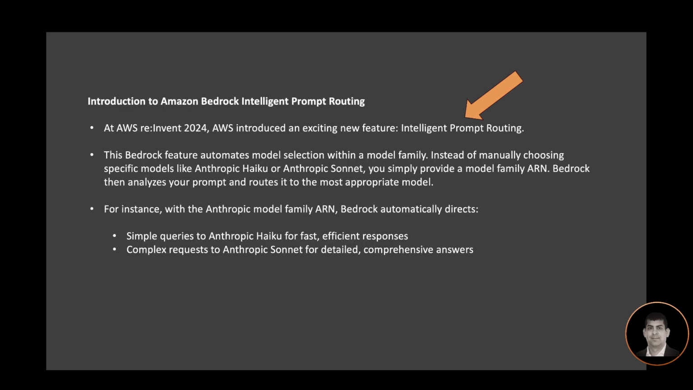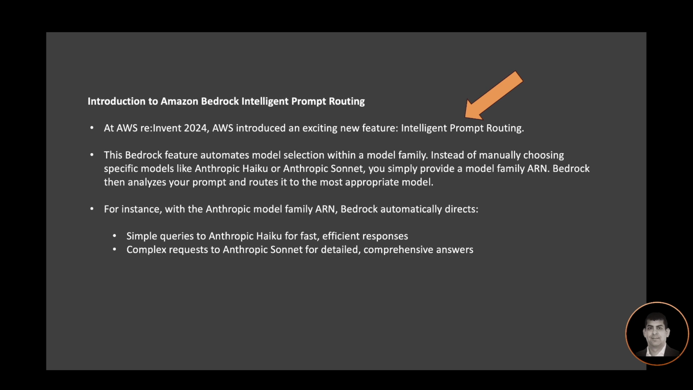Let's look at an intro to Amazon Bedrock intelligent prompt routing. So at AWS re:Invent 2024, AWS introduced an exciting new feature called intelligent prompt routing. This feature enables automated model selection within a model family.